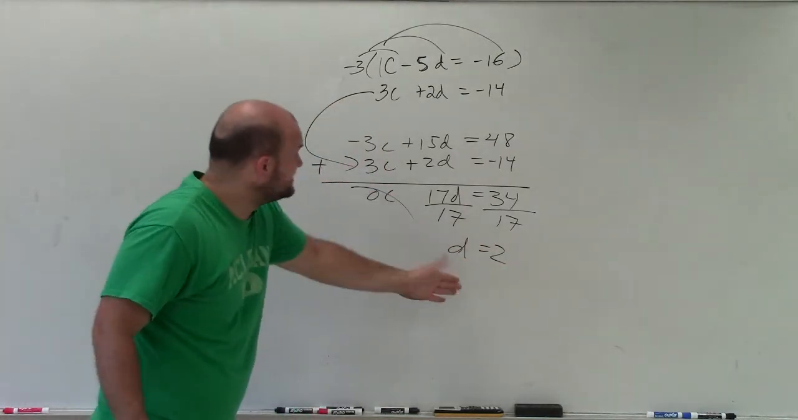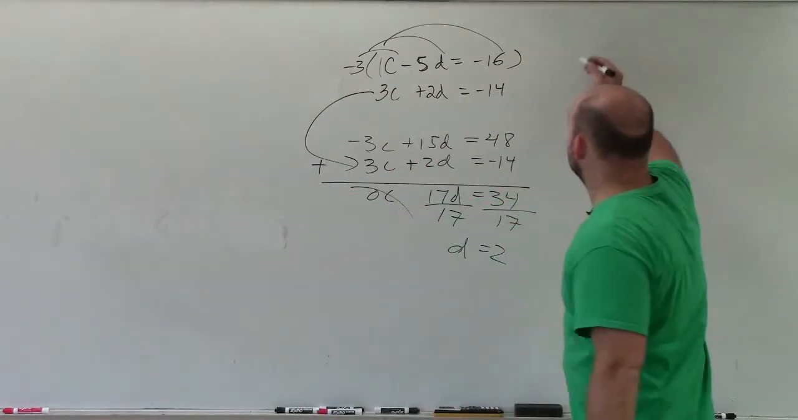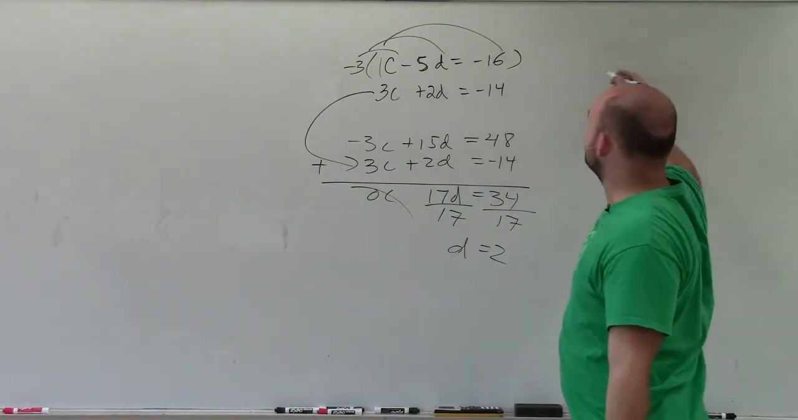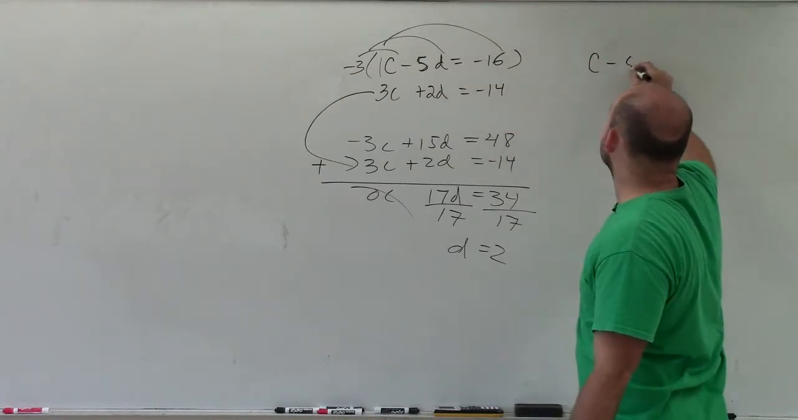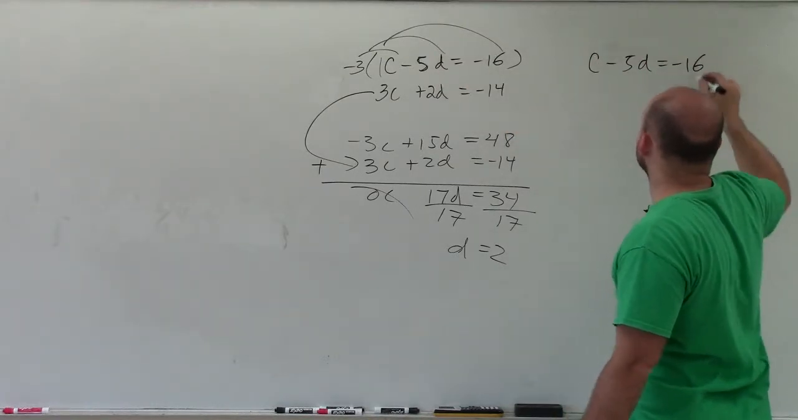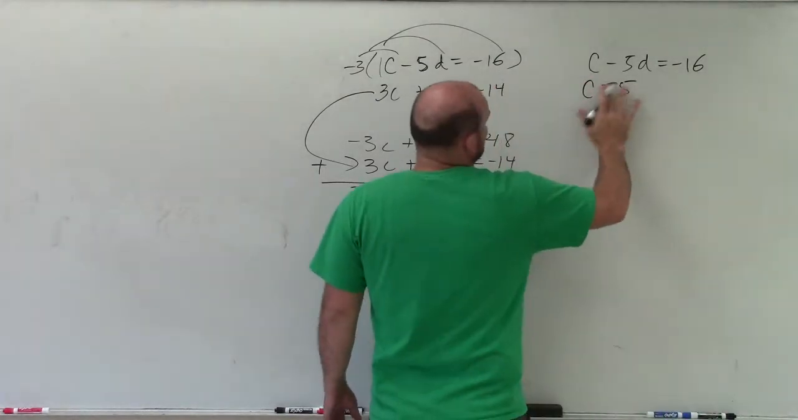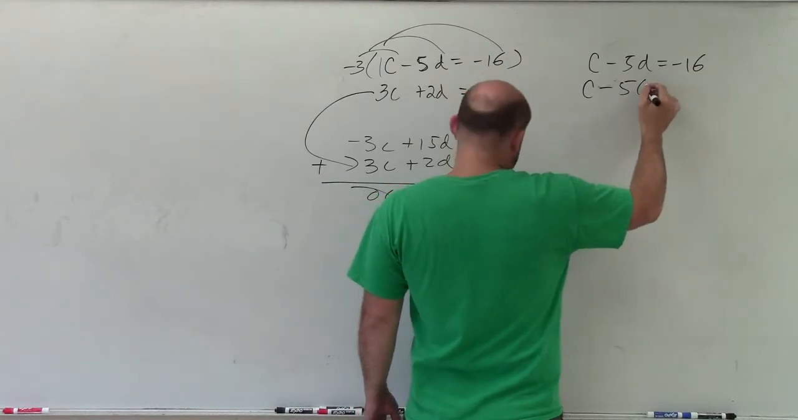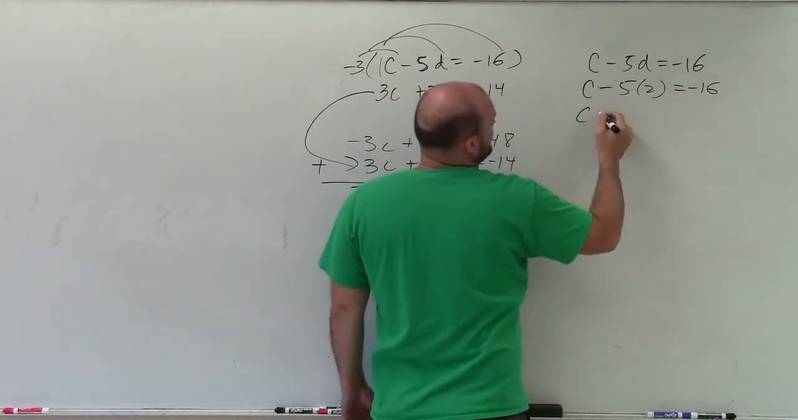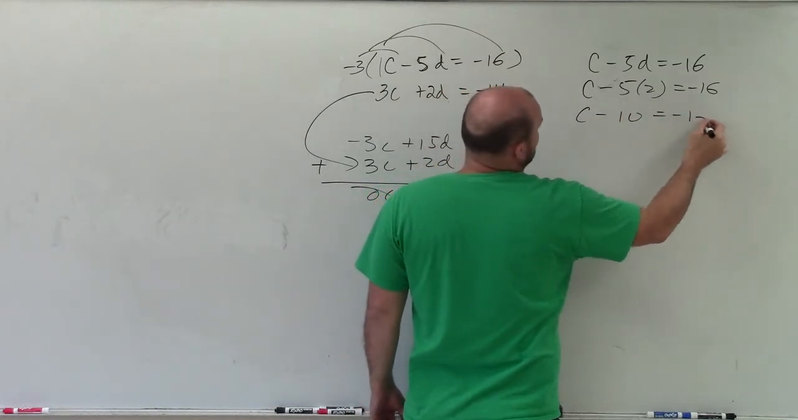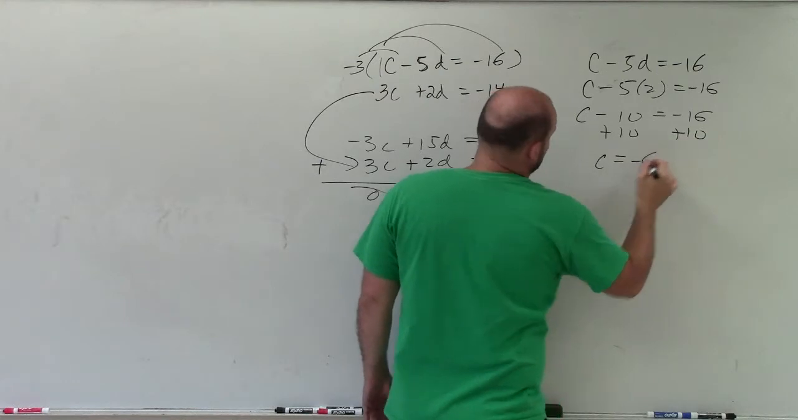Now I know the value of d. I can plug that into an equation to solve for c. You can use either equation that you want to. I'm going to use the top equation because I don't have to do anything else to c. So c minus 5d equals -16. We now know the value of d, so c minus 5 times 2 equals -16. c minus 10 equals -16. Add 10, add 10, c equals -6.